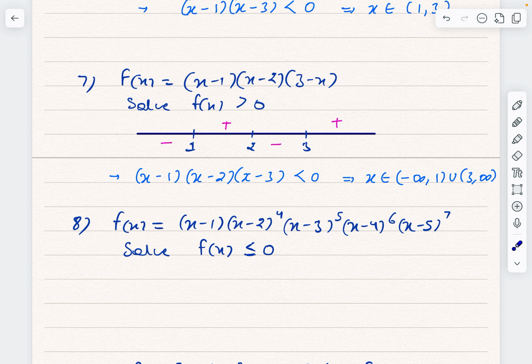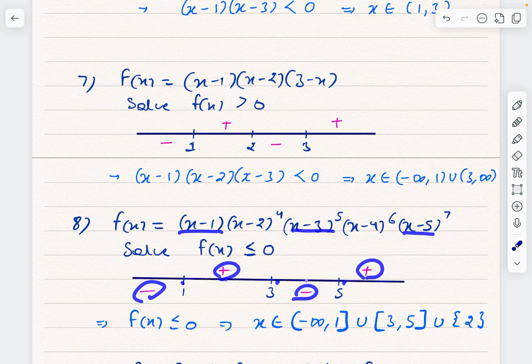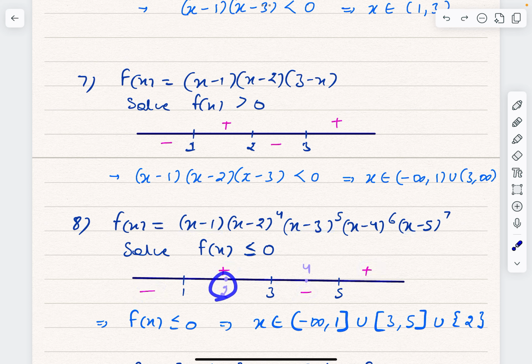Okay, let's start discussion now. So what do you see now? The roots are 1, 2, 3, 4, 5. But like we discussed, the even roots will not plot. So we'll plot only 1, 3 and 5. So 1, 3, 5, positive, negative, positive, negative. But just to remind ourselves that value at 2 and 4 is 0. So we'll put them separately.